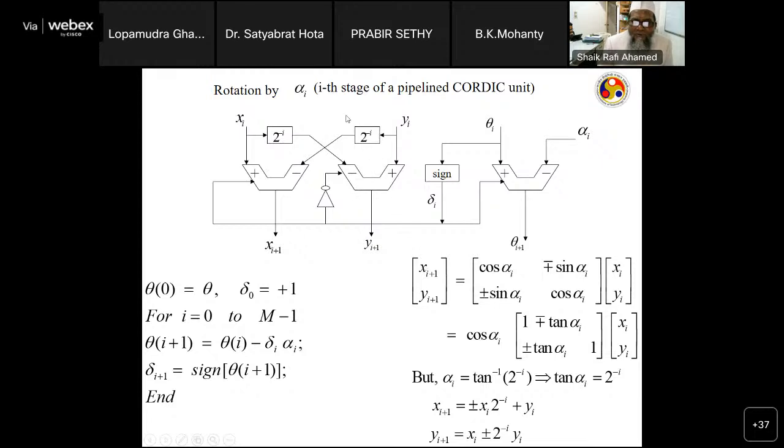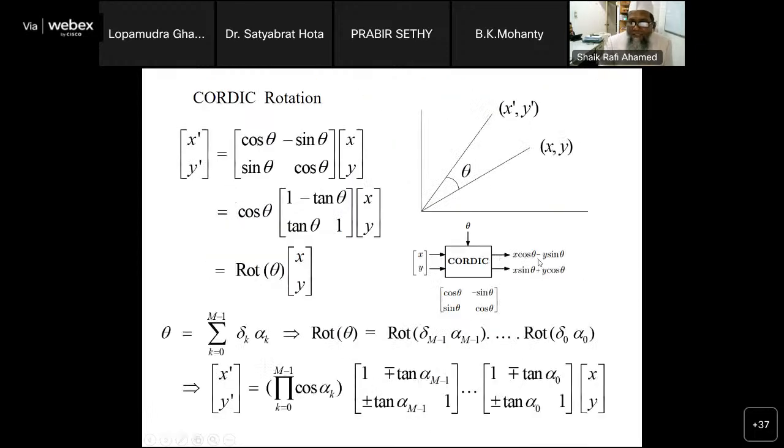So if I have m such blocks, and I feed x0, y0 here, we'll get x1, y1 using this circuitry. Then x1, y1 I will feed to another such block, and I will get x2, y2. So like that, if I go up to m minus 1, I will get a total rotation angle of theta, and the final output will be x cos theta minus y sin theta, x sin theta plus y cos theta.